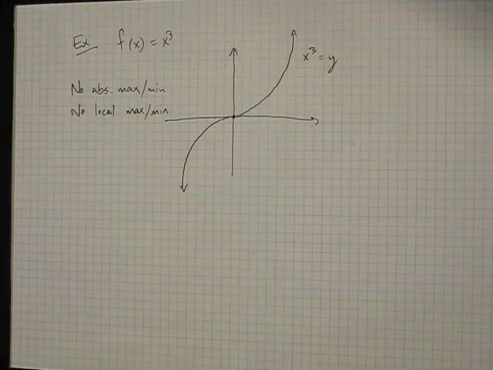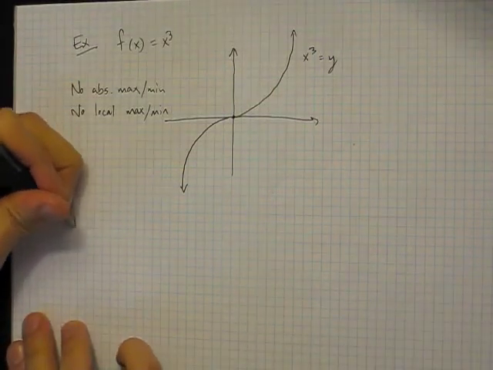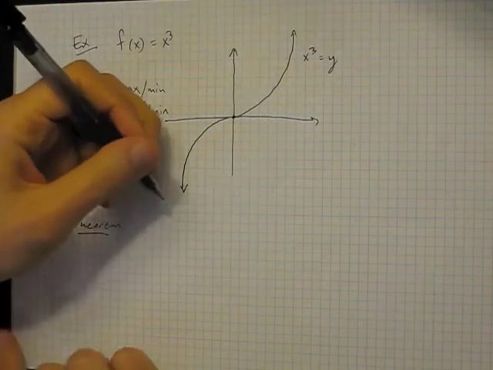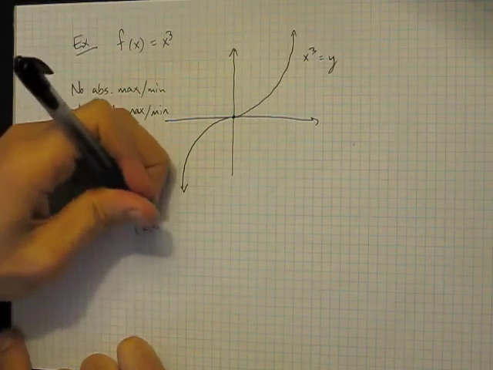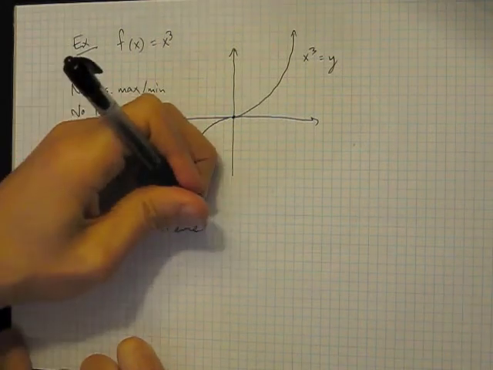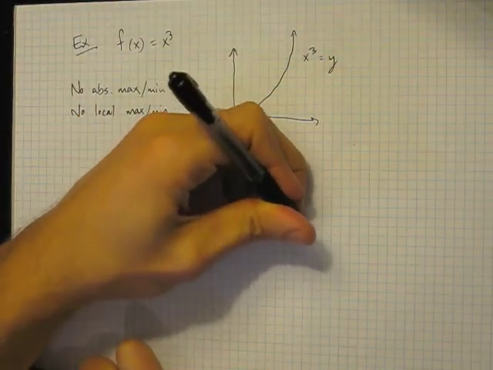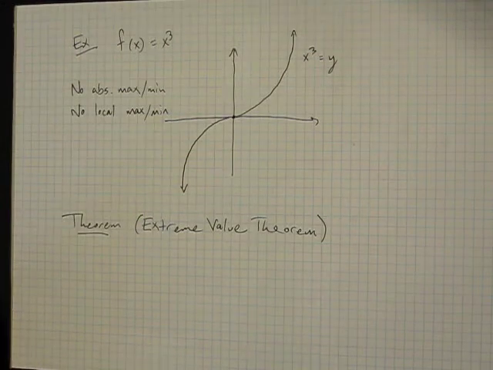All right, let's state a theorem. This is the extreme value theorem. I don't know who named this. It always makes me think of the extreme value menu at Taco Bell. Anyway, here's the extreme value theorem.